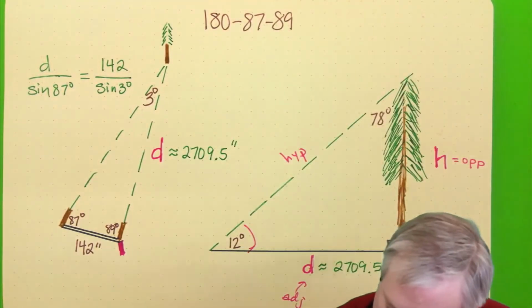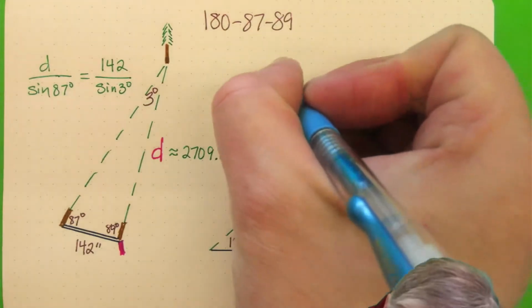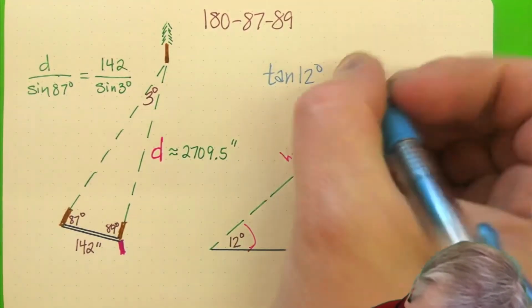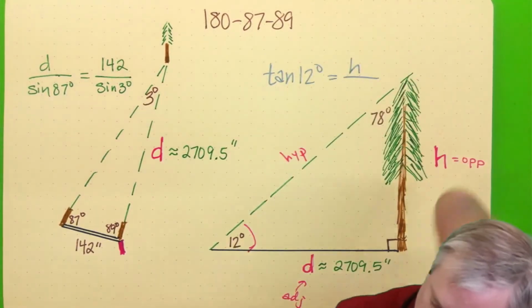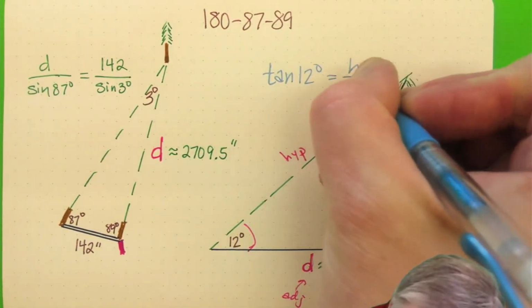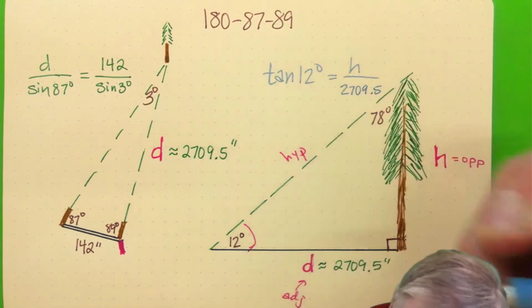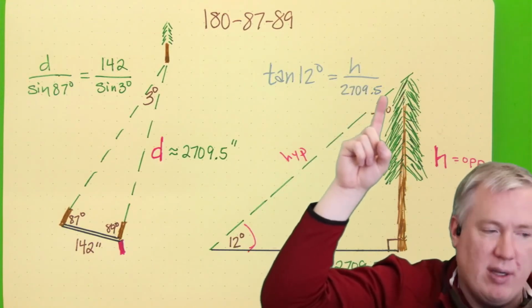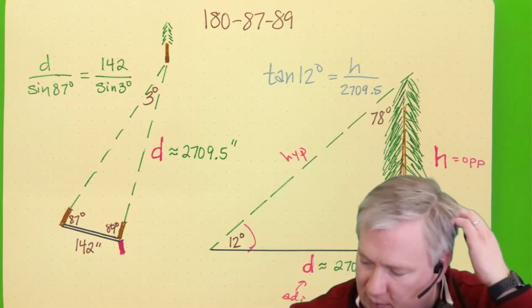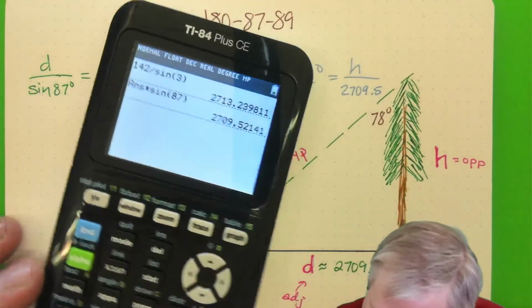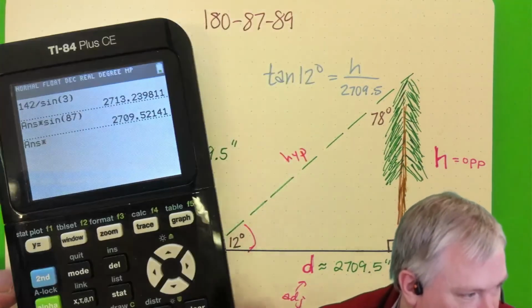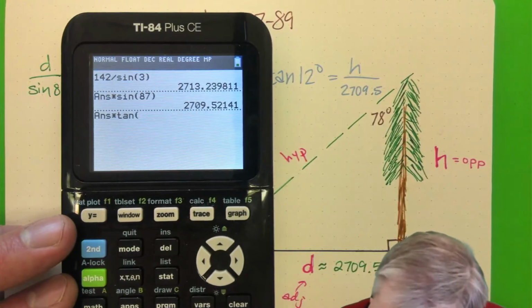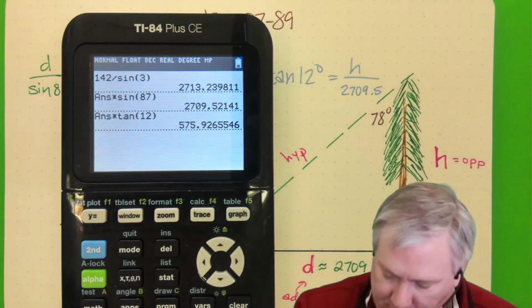Oh, this pen's never been used before. The tangent of 12 degrees of this angle here is the opposite, which is h, divided by the adjacent, which is 2,709.5. Okay. And then to solve this, it's h divided by, so I just need to do this number times the tangent of 12. Okay, so I'm going to do that, and then I'm just going to type times, because I just want to take that number, which I already have in my calculator, times the tangent of 12, and there we go. Okay.